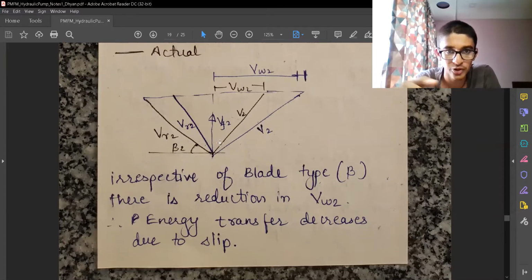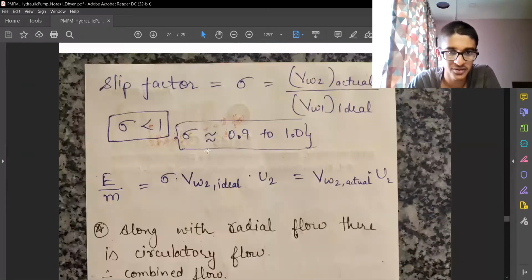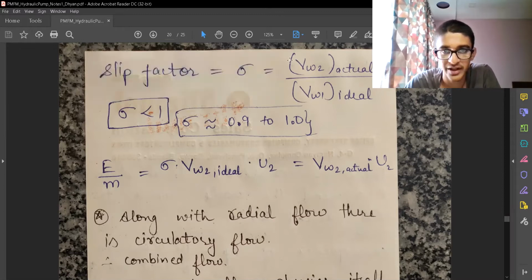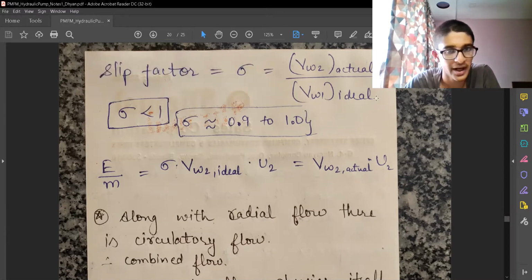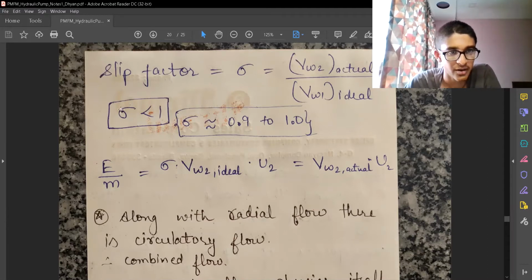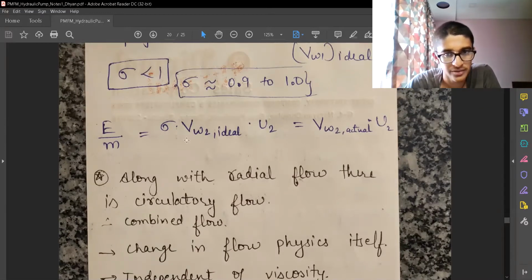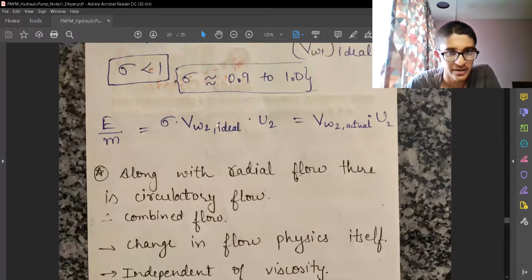That was VW2U2 by g. So we have reduced the energy transfer. So how do we quantitatively define or accommodate for slip losses? We define a slip factor sigma, which is defined as VW2 actual upon VW2 ideal. And always the slip factor is less than 1, sigma is less than 1, and approximately it will be between 0.9 to 1. So ideal, we had VW2 ideal into U2. Over here, we'll have VW2 actual into U2. To accommodate, we can use the ideal one and use the sigma alongside.